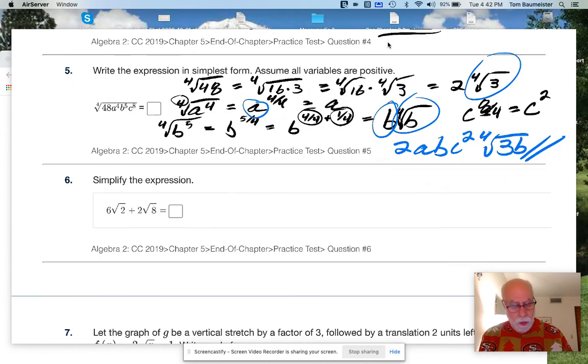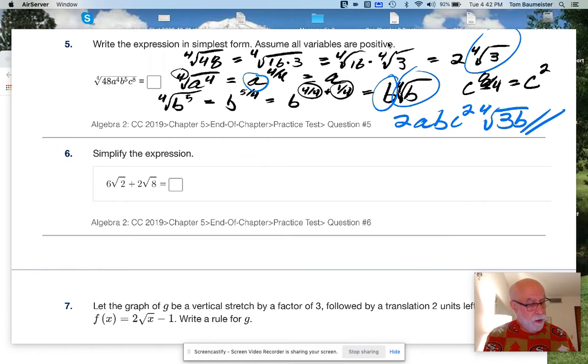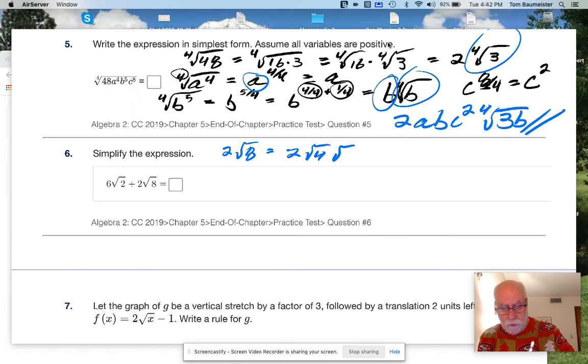Okay. Number 6, simplify the expression. So what you have to do is you have to see, can you simplify this one here? All right. And you'll say, well, 2 times the square root of 8, I can write that as 2 times the square root of 4 times the square root of 2. You know that the square root of 4 is 2. So now I'll have 4 root 2.